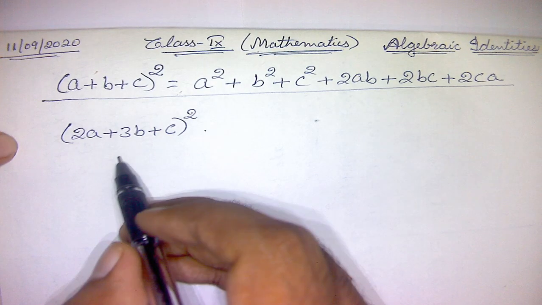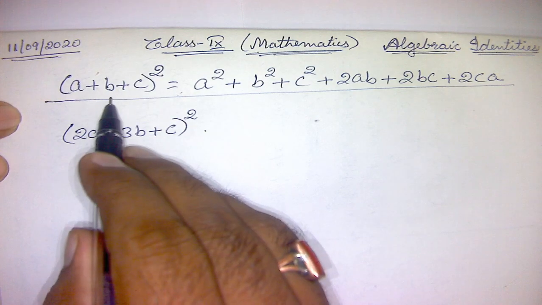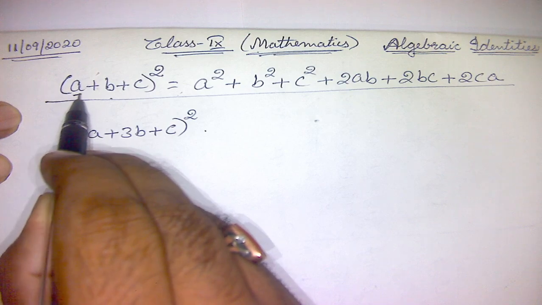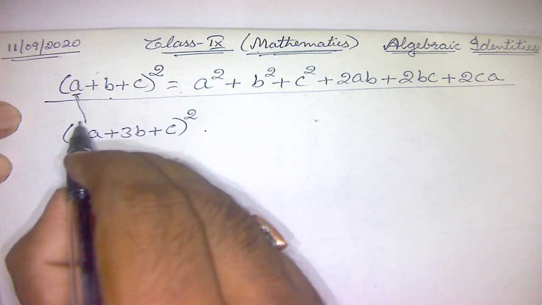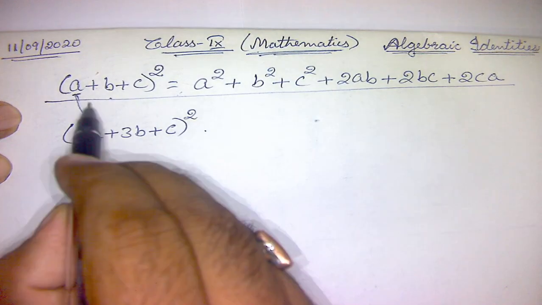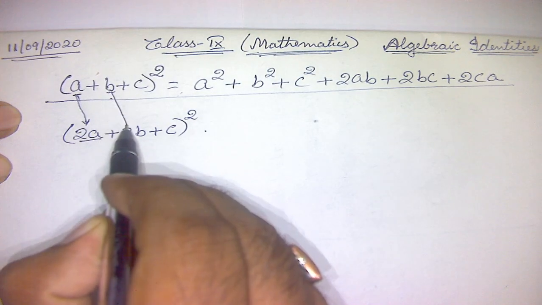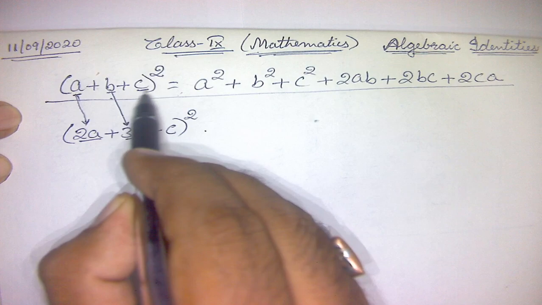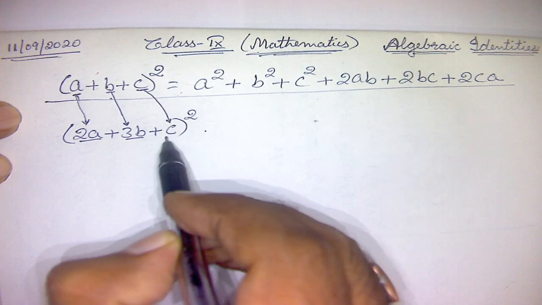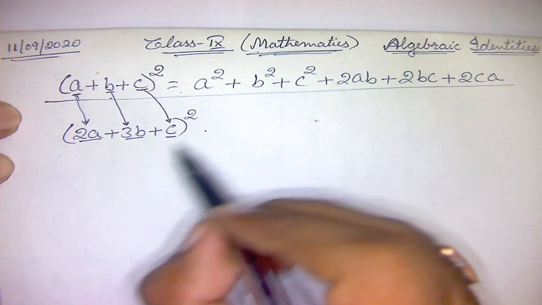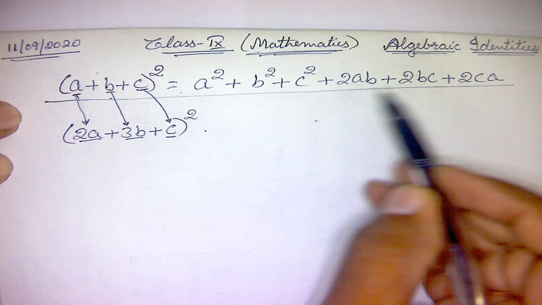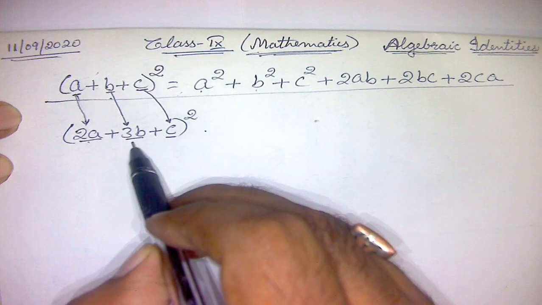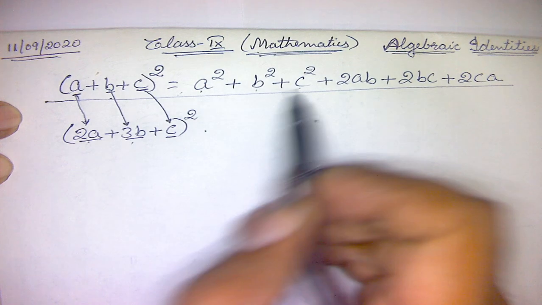Now in this case, what you will do is, we will use this identity, and if you compare it, you find that in the identity it says a, whereas in the question it says 2a. In identity it is b, in the question it is 3b. In identity it is c, and in the question also it is c. So in the right side of the identity, we will replace a with 2a, b with 3b, and c, of course, will remain as c only.